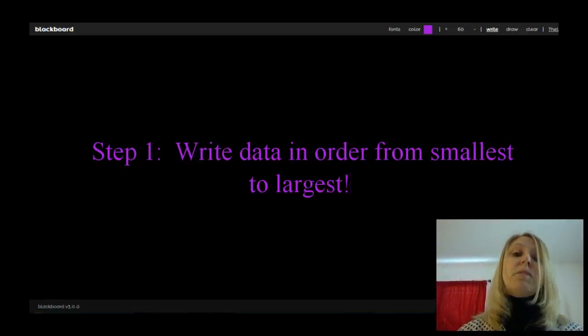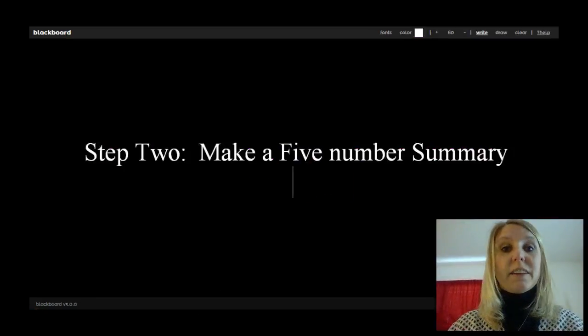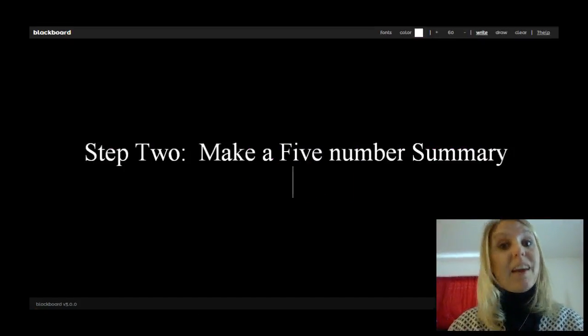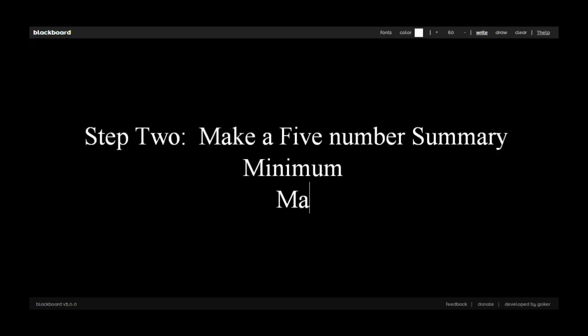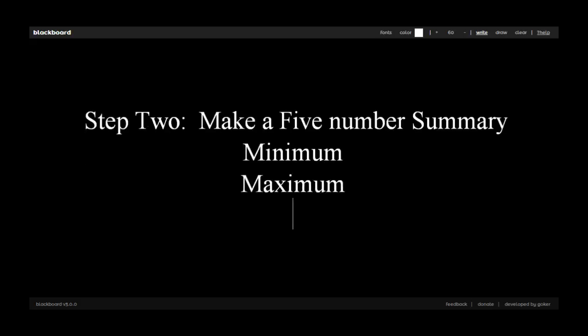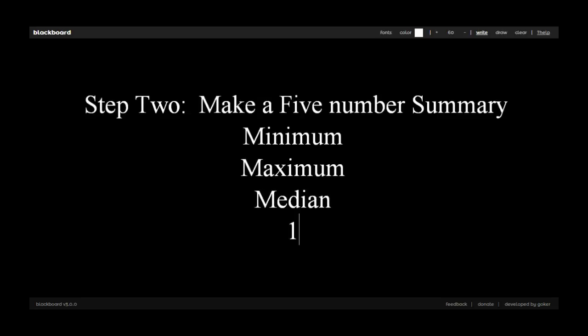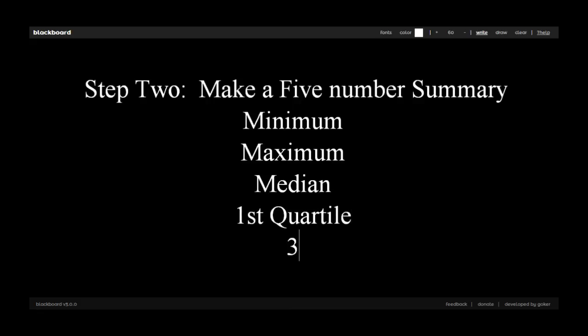And what you're going to do with that set of data is, first of all, write it in order from smallest to largest. Our next step will be to make a 5-number summary. That includes the minimum, the maximum, the median, the first quartile, and the third quartile.